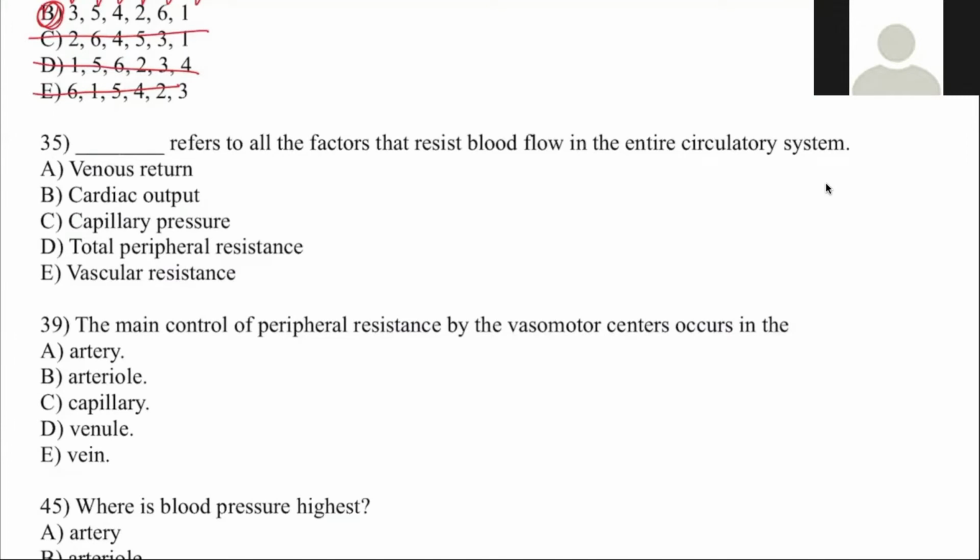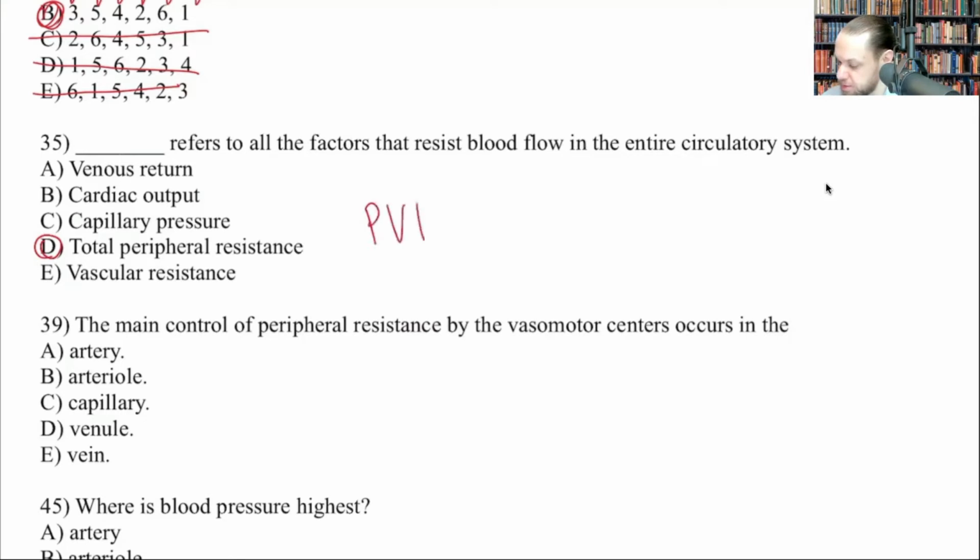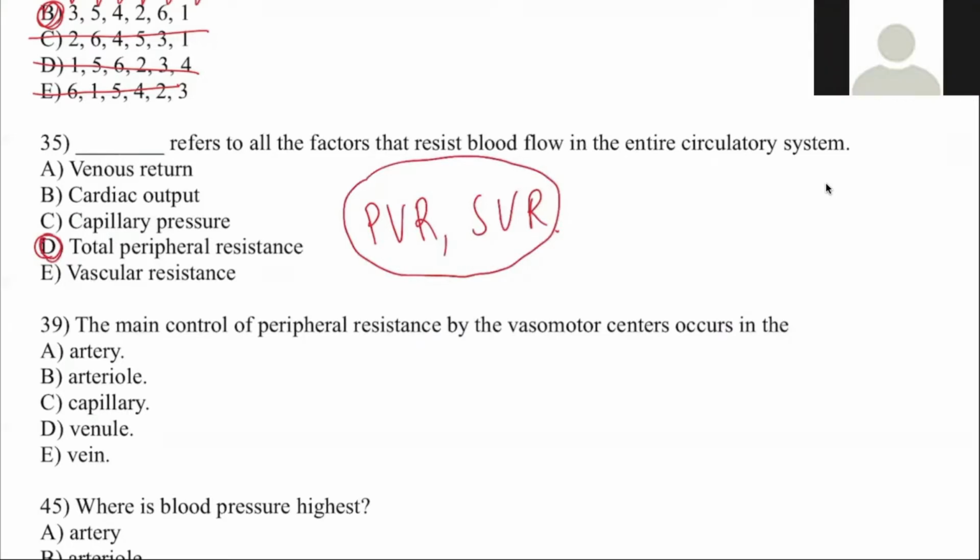Vascular resistance refers to all the factors that resist blood flow in the entire circular system. Which choice did you say? E, vascular resistance. That's not a bad choice, but to be more complete, it's D, the total peripheral resistance. I understand what you would say, but we say total peripheral resistance, or SVR, systemic vascular resistance. Peripheral is basically the moment it leaves the heart.